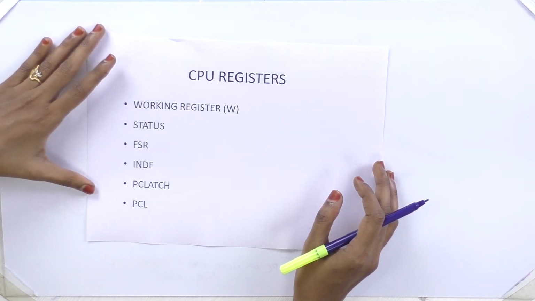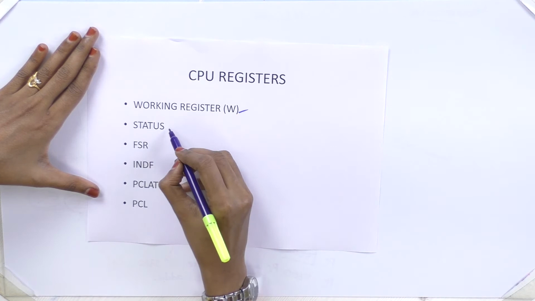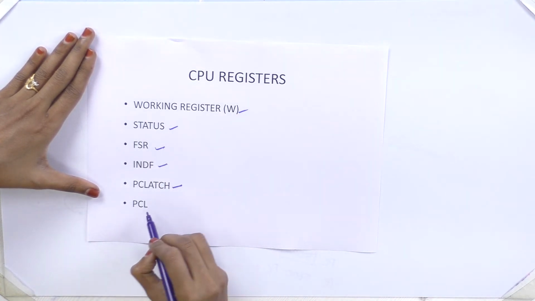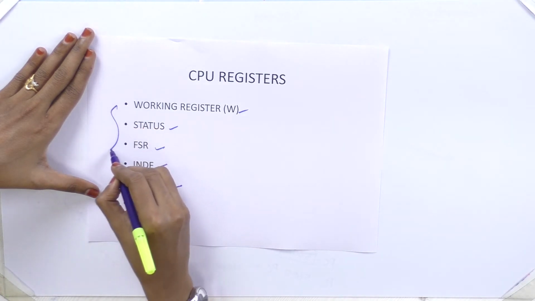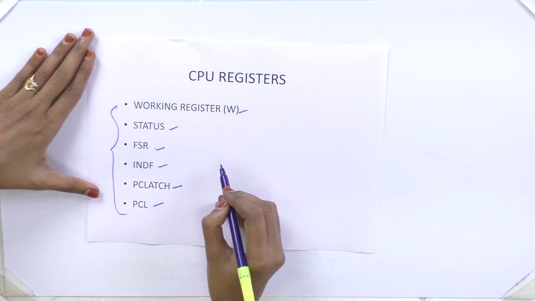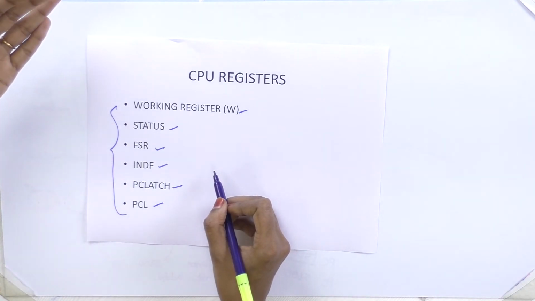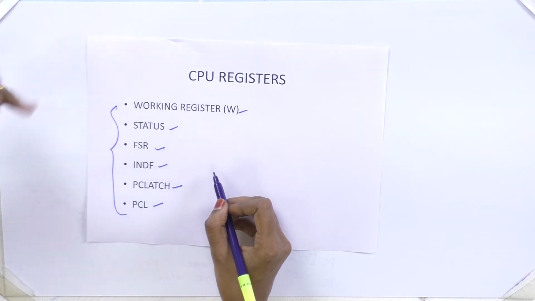Fine. So other than your general and special purpose registers, we do have CPU registers. The CPU registers are the working register, status register, FSR, INDF, PC latch and PCL. We are going to see about all these registers individually in 2 or 3 minutes. Before that we are going to see the addressing modes of this PIC microcontroller.